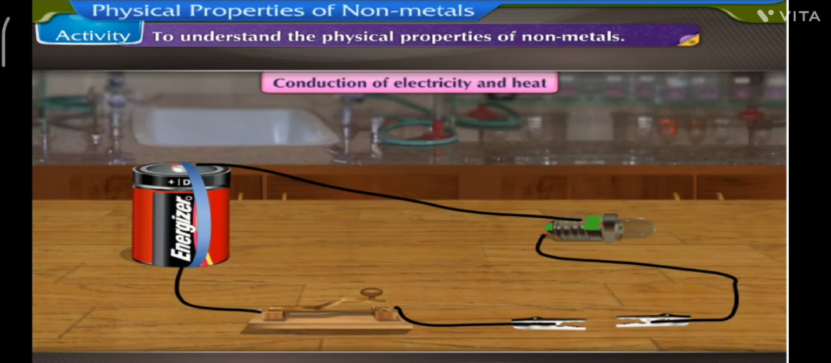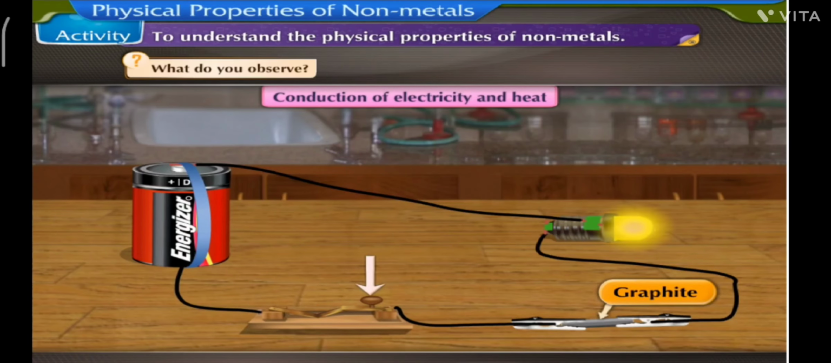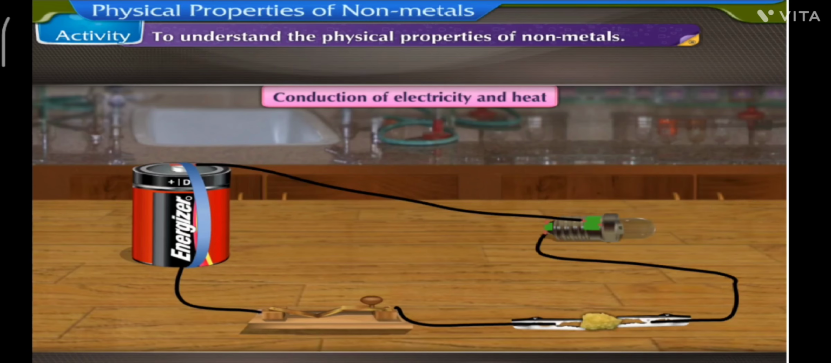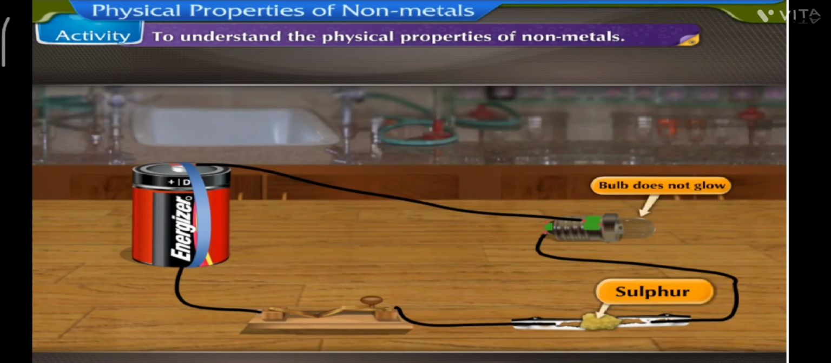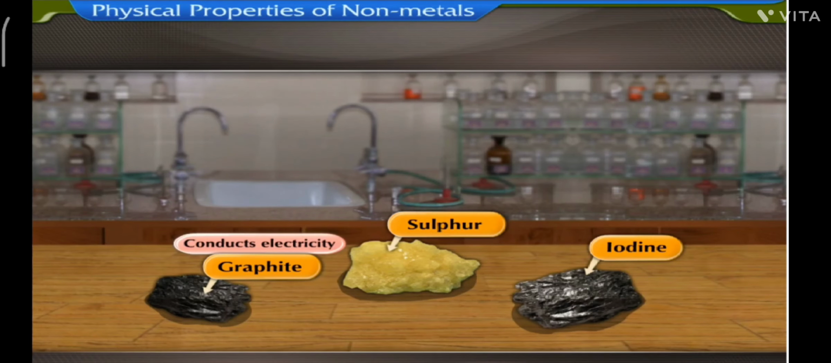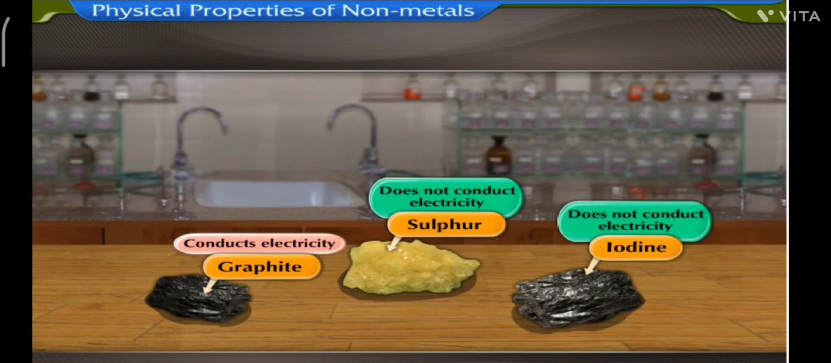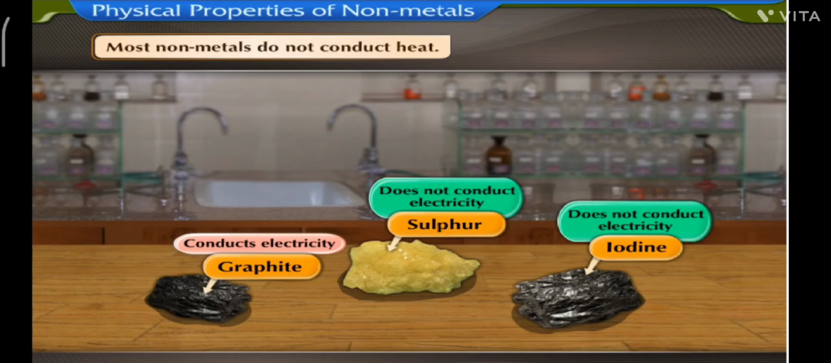Conduction of electricity and heat. Arrange a circuit. Place the sample of graphite within the circuit. Switch on the current. What do you observe? The bulb glows. Now, place the sample of sulfur within the circuit. Does the bulb glow? No, the bulb does not glow when sulfur is inserted in the circuit. This shows that graphite conducts electricity while sulfur does not. Similarly, iodine too does not conduct electricity. In the same way, most non-metals do not conduct heat.